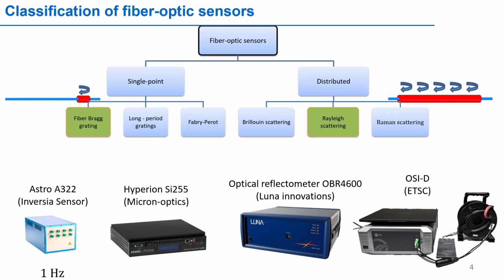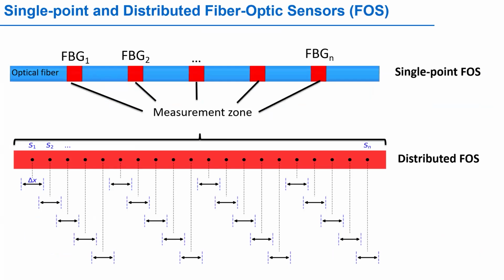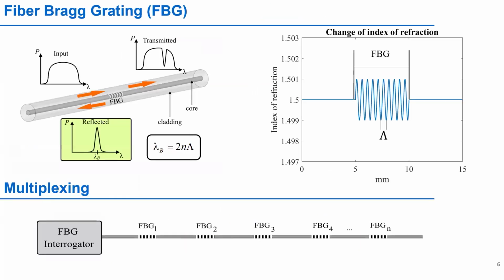In our laboratory, we study, among single point fiber optic sensors, fiber Bragg gratings, and distributed sensors based on Rayleigh scattering. So the main difference between these two types of sensors is that single point sensors can measure strain or temperature change only in some localized areas of the optical fiber, which was preliminarily influenced by ultraviolet light or some other influence. And distributed fiber optic sensors utilize all the optical fiber as a sensing element.